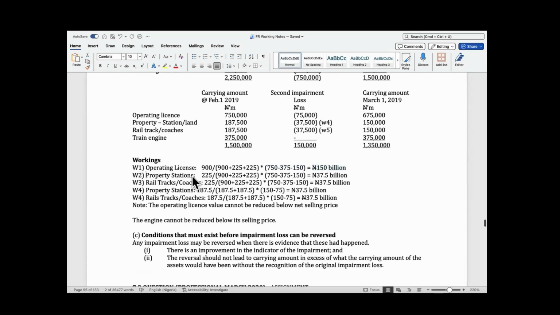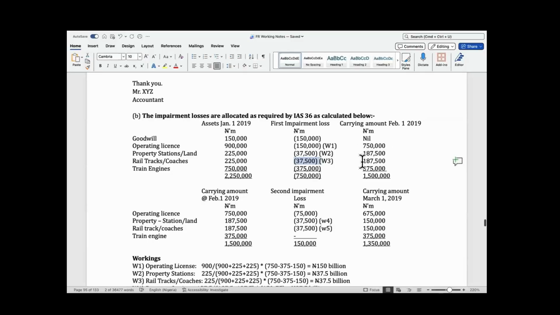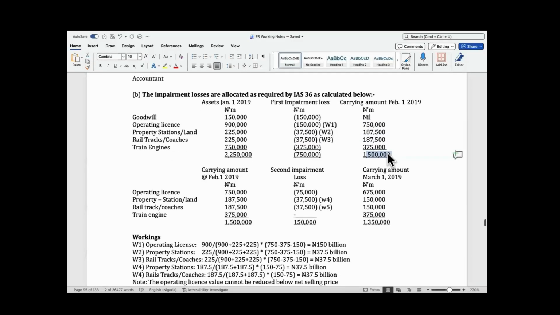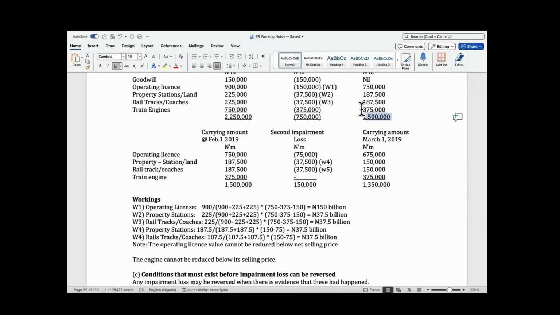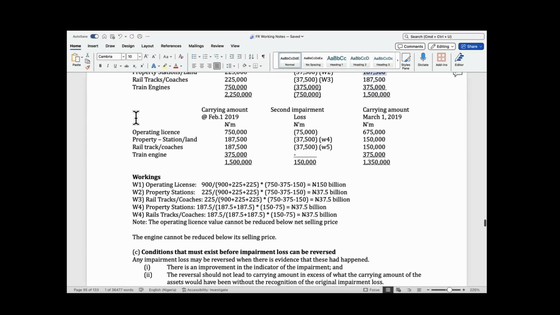The same thing for the property stations and road tracks. Then I input all the figures here. So when I take away this impairment loss, it gives me the carrying amount. When I sum all together, I have the new value. So I've allocated my impairment loss in February 2019. In March 2019, all these new carrying amounts, I bring them forward.